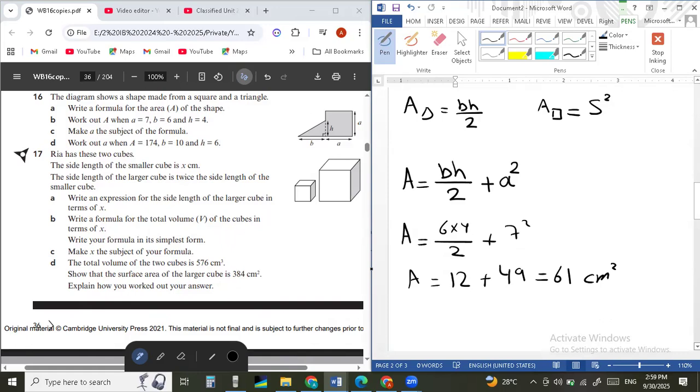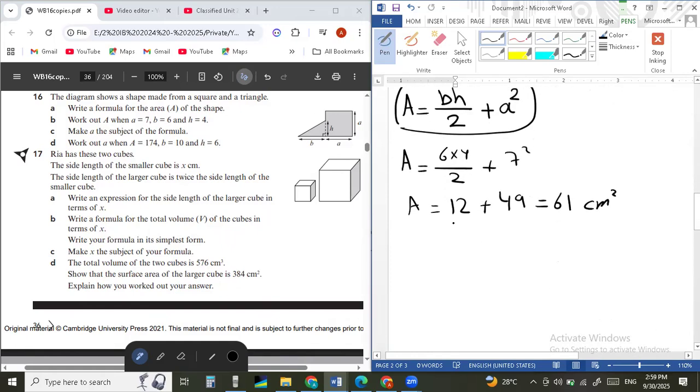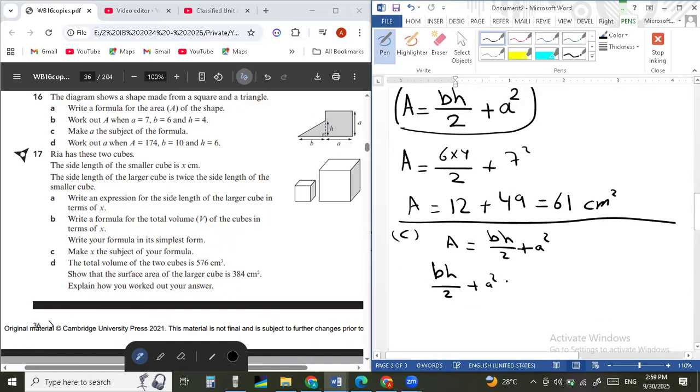Now they want you to make a the subject of the formula. So I'm going to take this one, the whole thing, and I make a the subject of the formula. No problem. Let's go down, draw a line for the new question. It is c. A equals bh over 2 plus a squared. They want a to be the subject of the formula. So to do this, we need to swap, get a on the left side. So I'm going to do it bh over 2 plus a squared equals A.